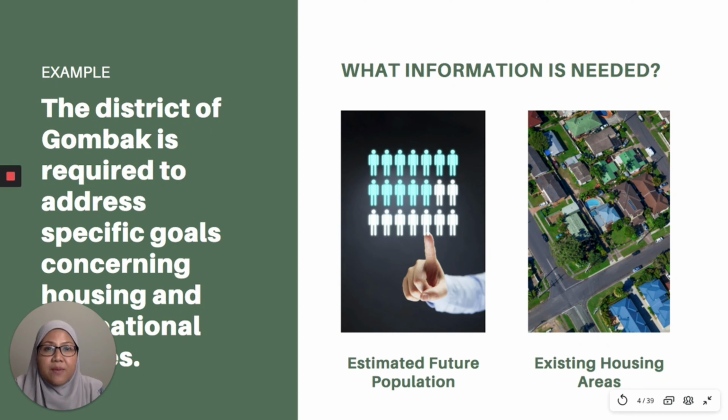Some examples of information that we might need are the estimated future population. For example, in the next 30 years, how many people are projected to be living in Gombak? And then, where are the existing housing areas? We may look at the existing plans or the existing land use map to identify the current housing areas in order to tell us where the future housing areas would be located.